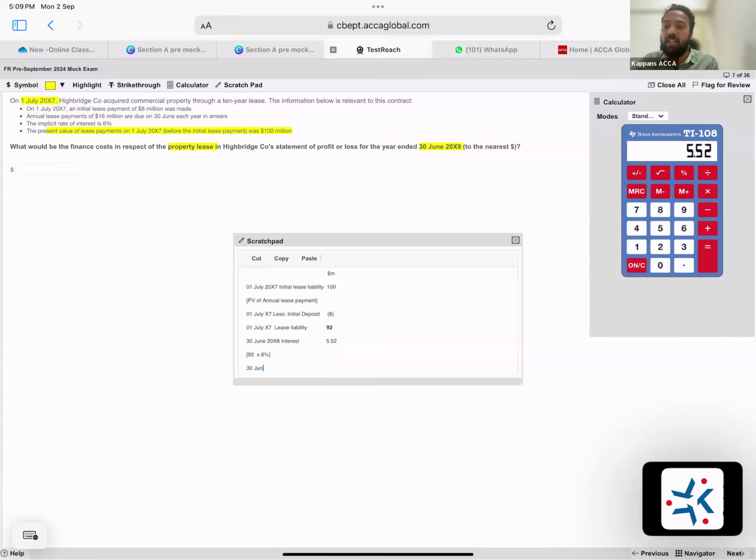And on 30 June X8, annual lease payment is given, 16 million. So the interest we just found out is for 30 June X8. The question is asking 30 June X9.